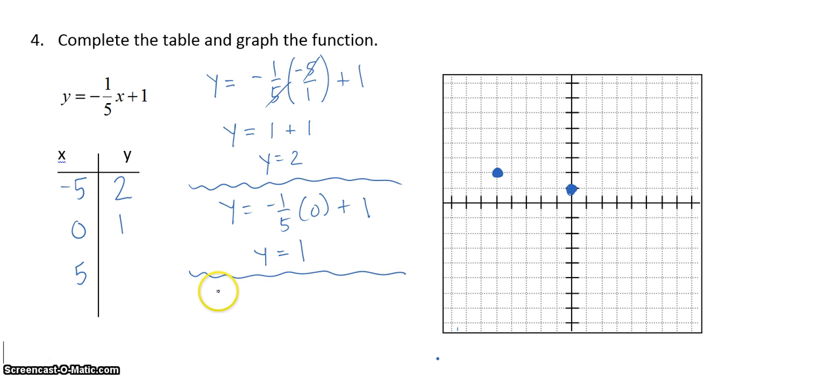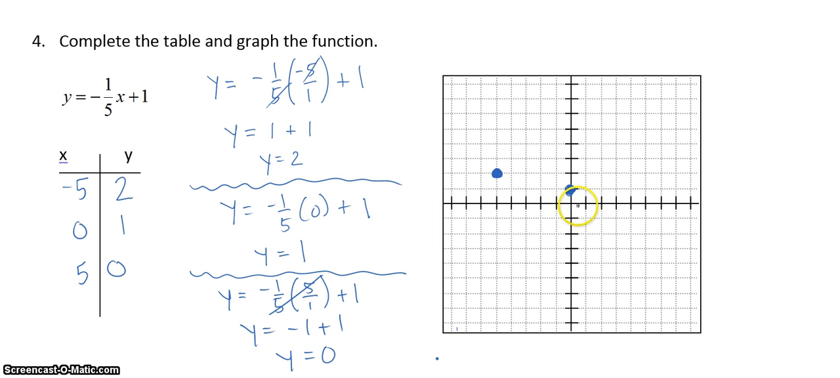And move on to the value of 5. We have negative 1/5 times 5 over 1 plus 1. This time, a negative times a positive is going to give us a negative 1 when the 5's cancel. And we see that y equals 0. So we're going to plot the point 5, 0. Connect the dots.